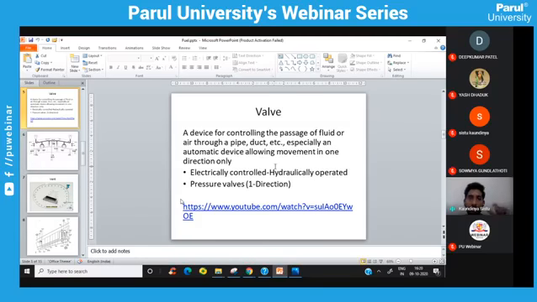A servo motor is specifically for this kind of valve, where the amount of electricity is converted into a number of rotations. The door should be rotated by an angle, and using that the valve is operated. An electrically controlled hydraulic operator means you can do both: sometimes you can control it electrically, or otherwise you can do it with the hydraulic push.